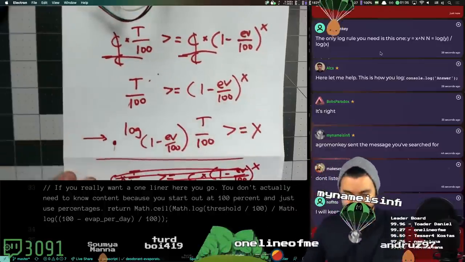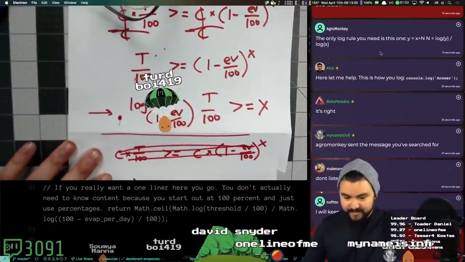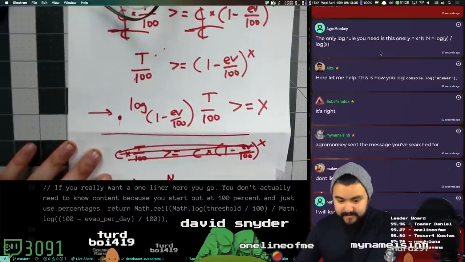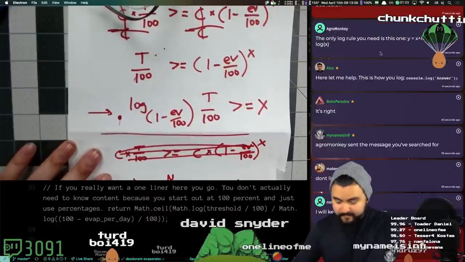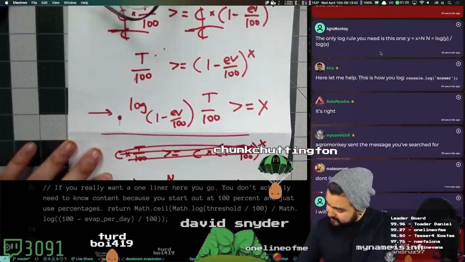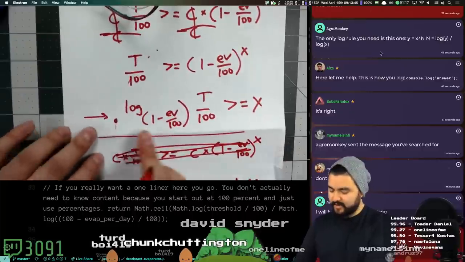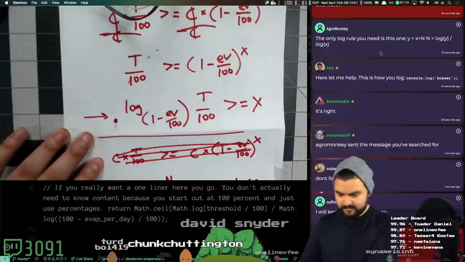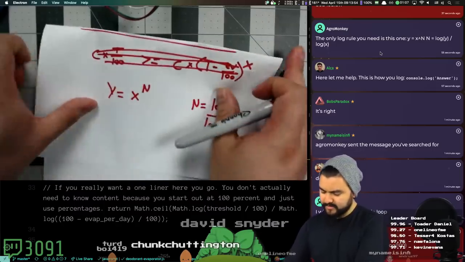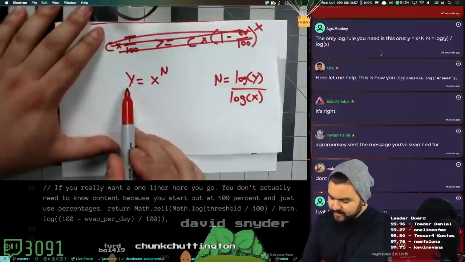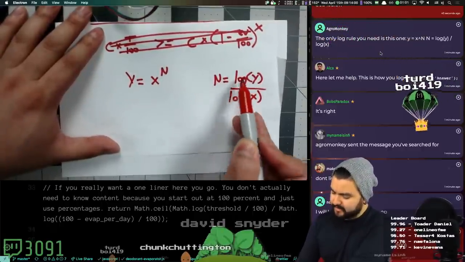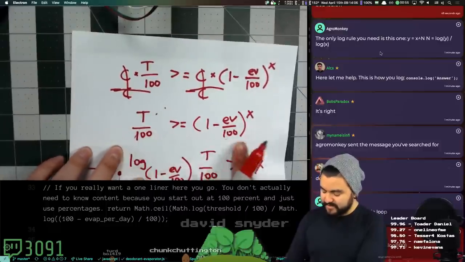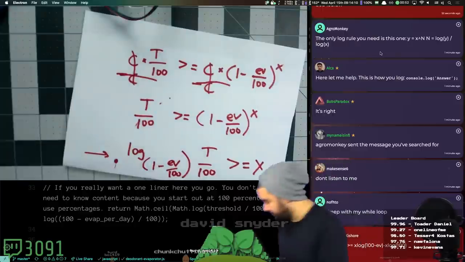Okay, the only log rule I need, Aggro Monkey has it. So y equals x raised to the n, and n is equal to log of y divided by log of x. Okay, so I used a different log rule here. So this is what Aggro Monkey has said. And if we do that, it's actually really easy to simplify this portion to use that law. So let's do that. I need more paper.